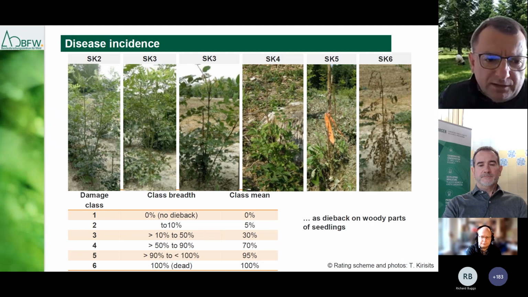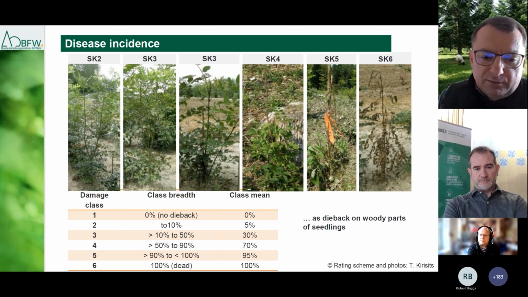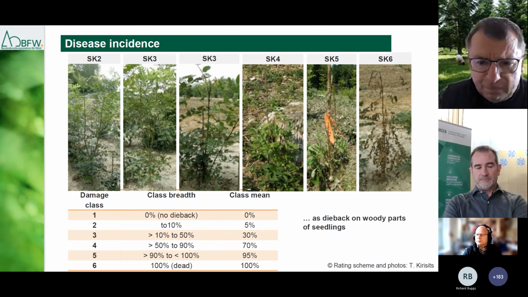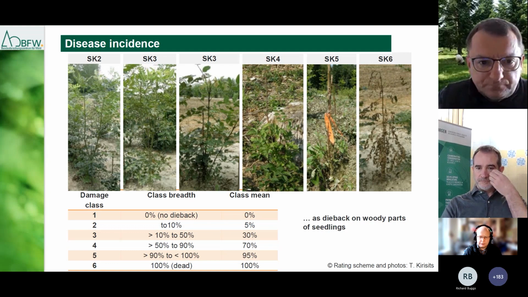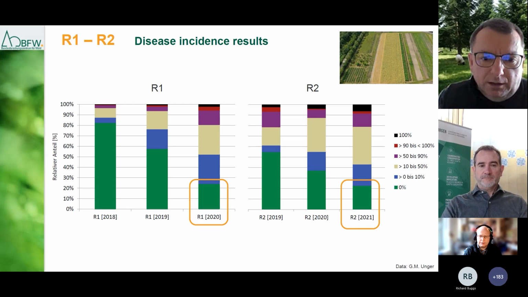How did we score the disease incidence? This was also done following a scheme developed by Thomas Kirisitz. We had disease class 1, which is basically healthy, no dieback. And damage class 6 was 100%, which means the tree was actually dead at the observation. The percentage shows the damage of the woody parts. The leaf lesions were not scored.